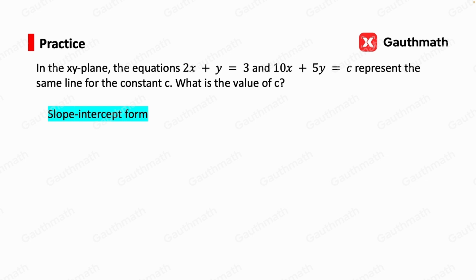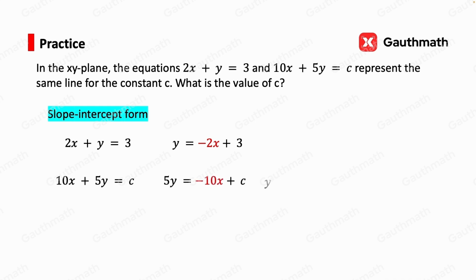So first, we're going to change both linear equations, which are in standard form, into slope-intercept form. The first one, 2x plus y equals 3. We move 2x to the right side, giving y equals -2x plus 3. And then the second one, 10x plus 5y equals c. We move 10x to the other side, and then we solve for y, dividing 5 to each side. And we get y equals -2x plus c over 5.